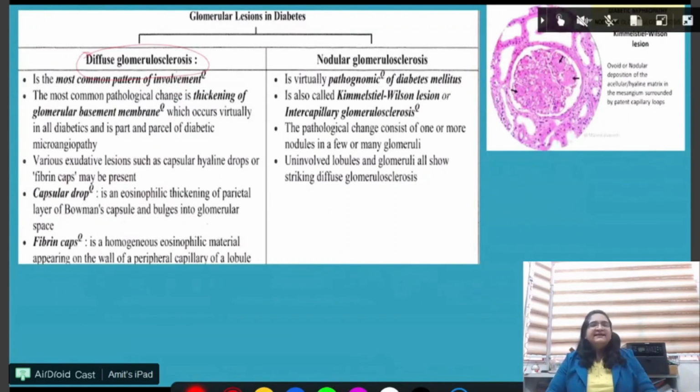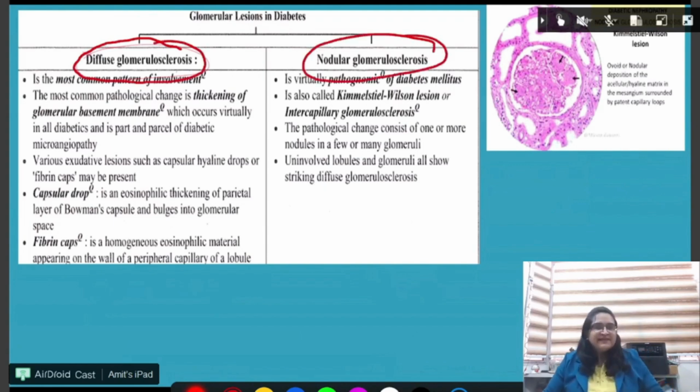Next, everyone, let us come to the various lesions that we see in diabetic nephropathy. The first one is diffuse glomerulosclerosis. The second one is nodular. Please remember, diffuse is the most common, whereas nodular is the most pathognomonic. Okay, most characteristic. Nodular glomerulosclerosis is also known as Kimmelstiel-Wilson lesion.